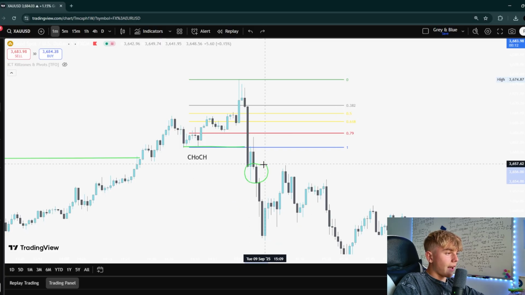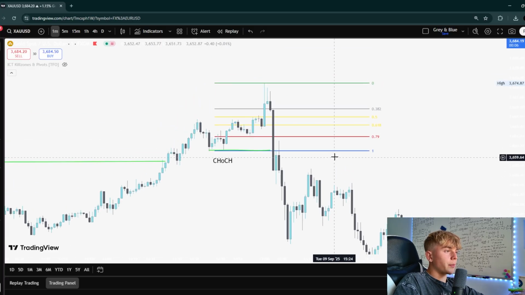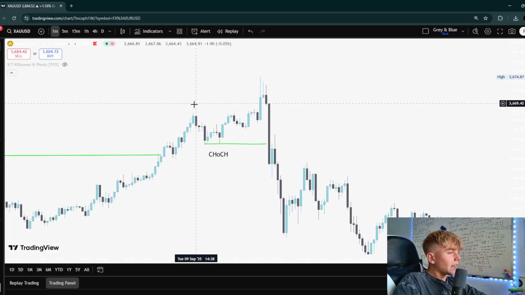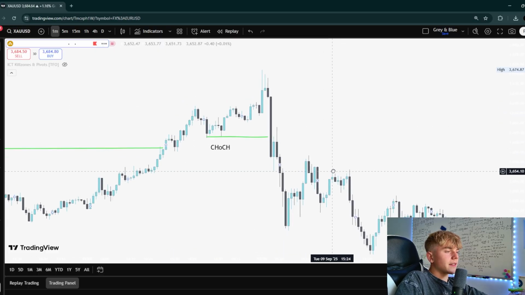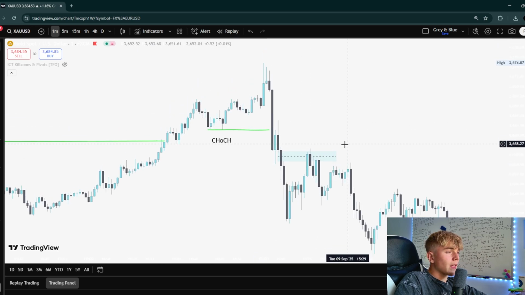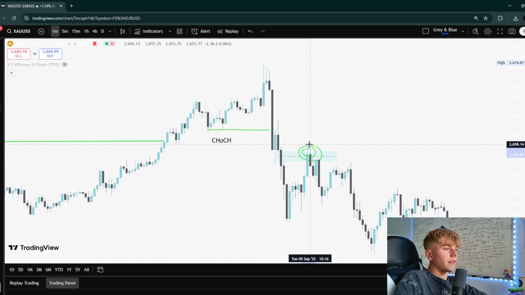We form fair value gaps. Fair value gap here, here, fair value gap there. So all of our confluences point to this being a reversal. So what do we do? We wait to find an entry. How we find an entry is we wait to see a retest into a fair value gap. Now I see a beautiful fair value gap here, and as you can see, price rejected beautifully off this fair value gap in these 2 wicks.